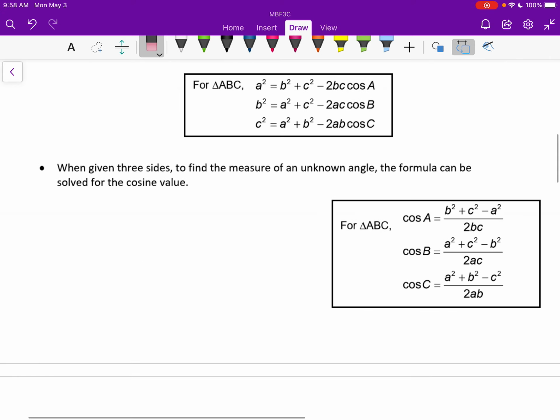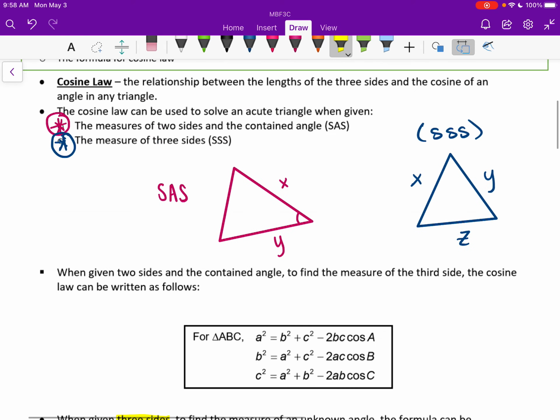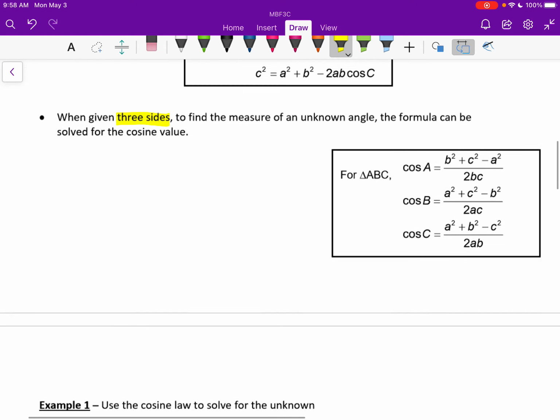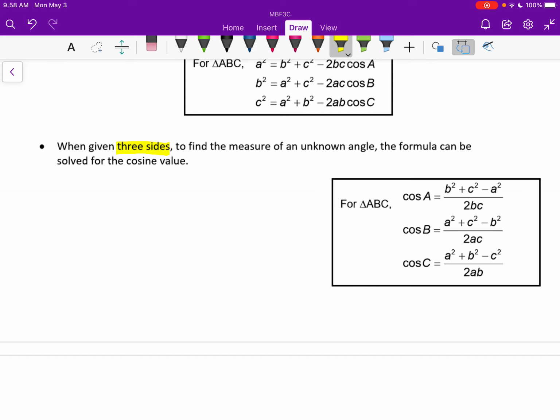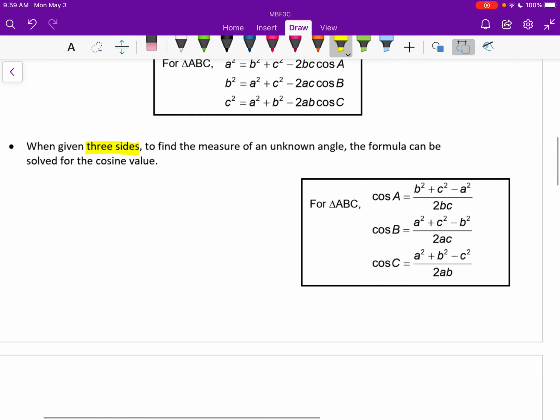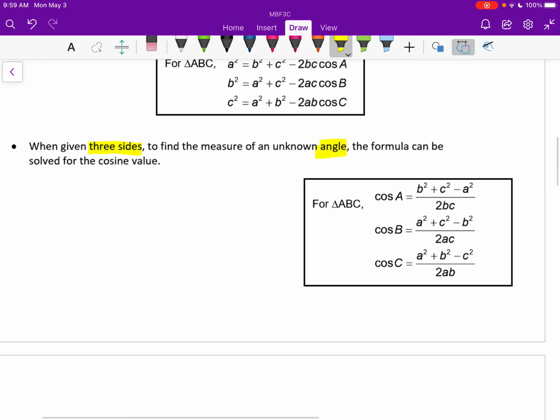Say you're given three sides on the other hand. So say I'm given three sides. So this is like triangle XYZ over here, right? In order to find the measure of an unknown angle, you can use this, right? So if you're looking for what A is, you can use cosine A is equal to b squared plus c squared minus a squared over 2bc.